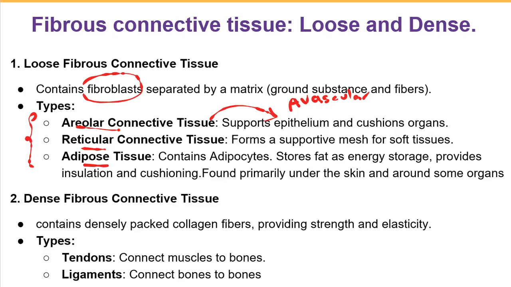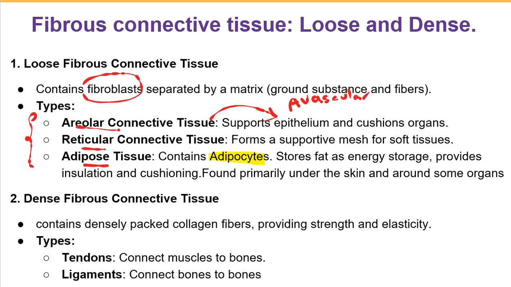Adipose connective tissue is composed of adipocytes, or fat cells. We consider fat as an energy source. So adipose tissue stores fat as the energy source, and it can also provide insulation and cushioning. Where can we find adipose tissue? Just under the skin. You can see adipose tissue, or fat tissue, around some organs, like around the kidneys. The breast tissue is almost like adipose tissue.